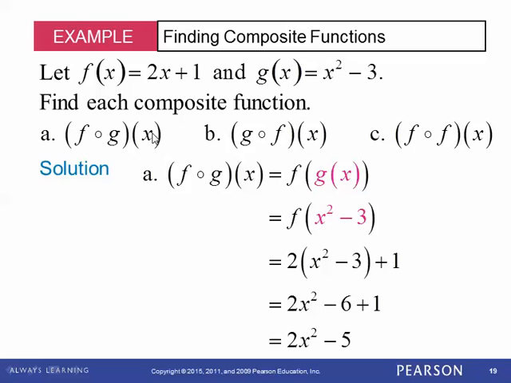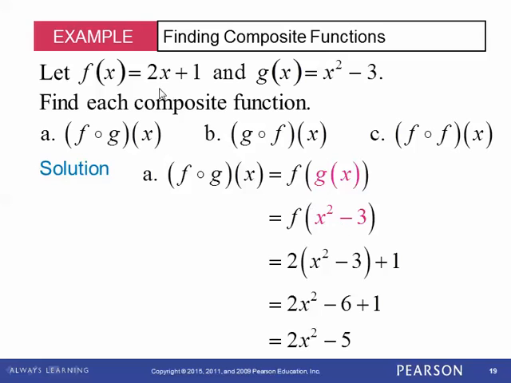So x goes into g, and that function has to go into f. So notice what we're going to do. We're going to write it algebraically. This is f of g of x. And we're going to take the whole entire rule for the g function. G of x is x squared minus 3. We're going to plug that into the f function.